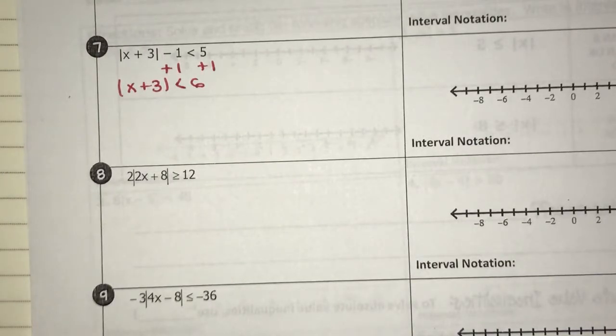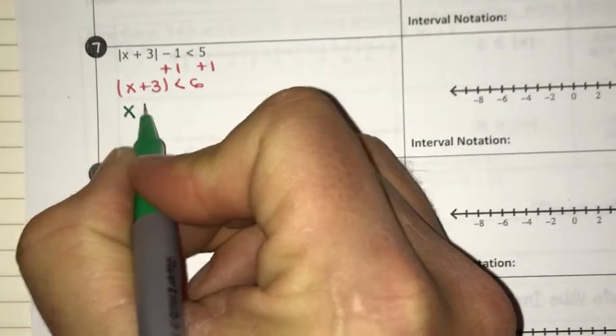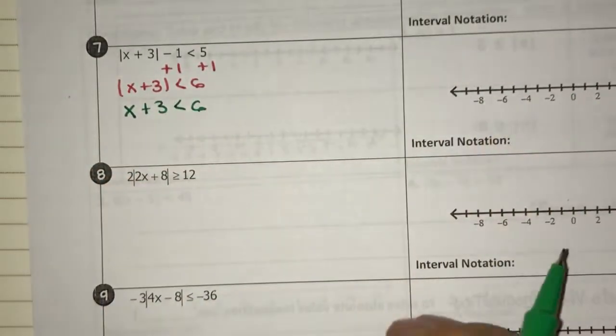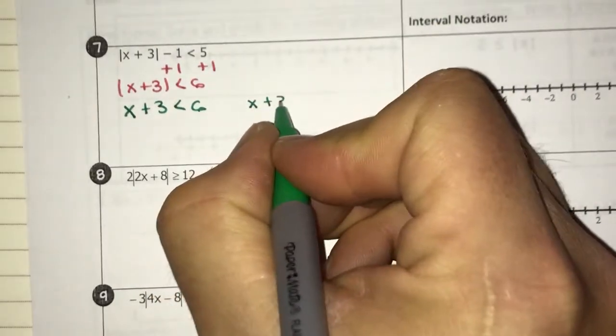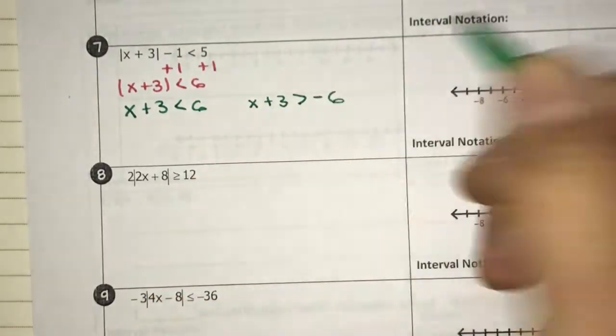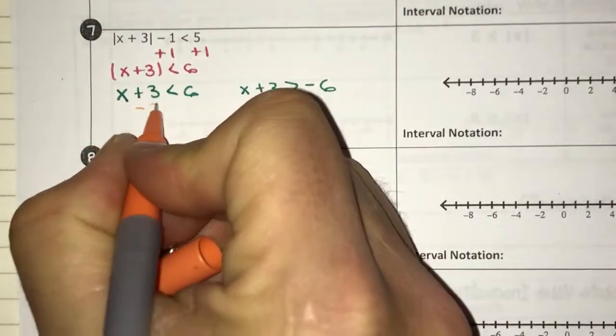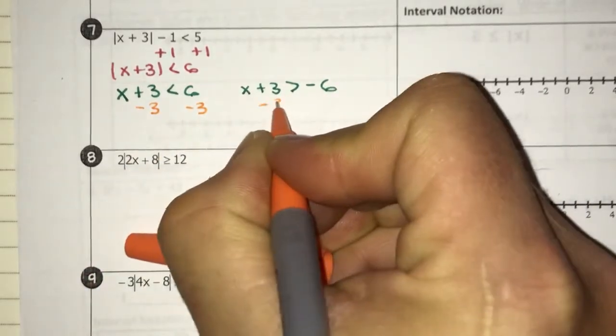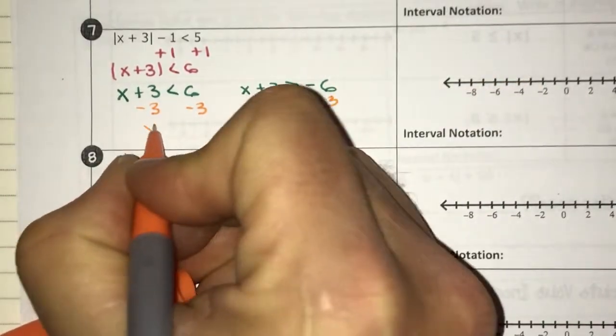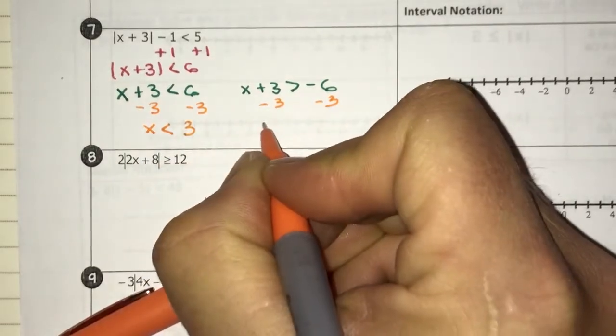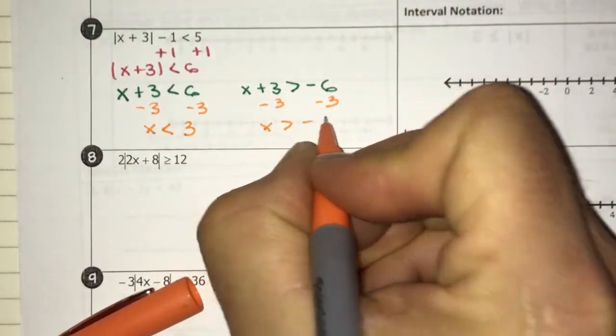Now that the absolute value is by itself, now I break it up into 2. So x plus 3 is less than 6, just as it's written. And then x plus 3 is greater than -6. Flip the sign, change it to a negative. Subtract 3 from each side. So x is less than 3, x is greater than -9.